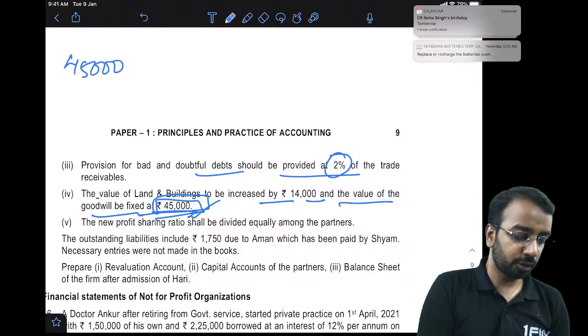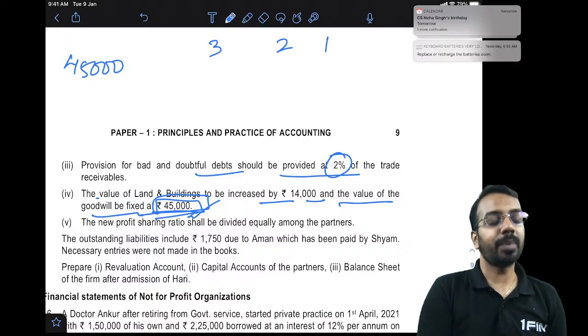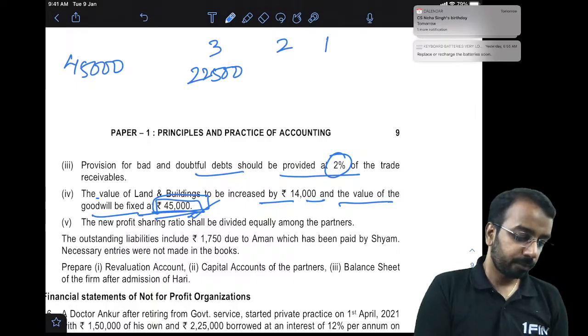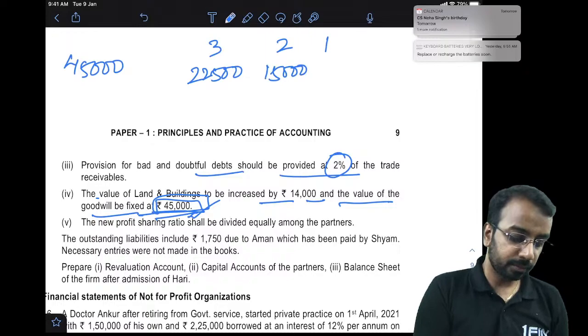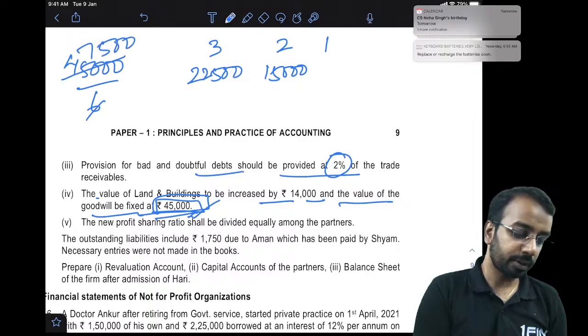45,000 in the ratio of 3 to 1 means 6. 45,000 divided by 6 multiplied by 3, so 22,500 here. Then 15,000 here, and 45,000 divided by 6 gives 7,500 here. This is the ratio.